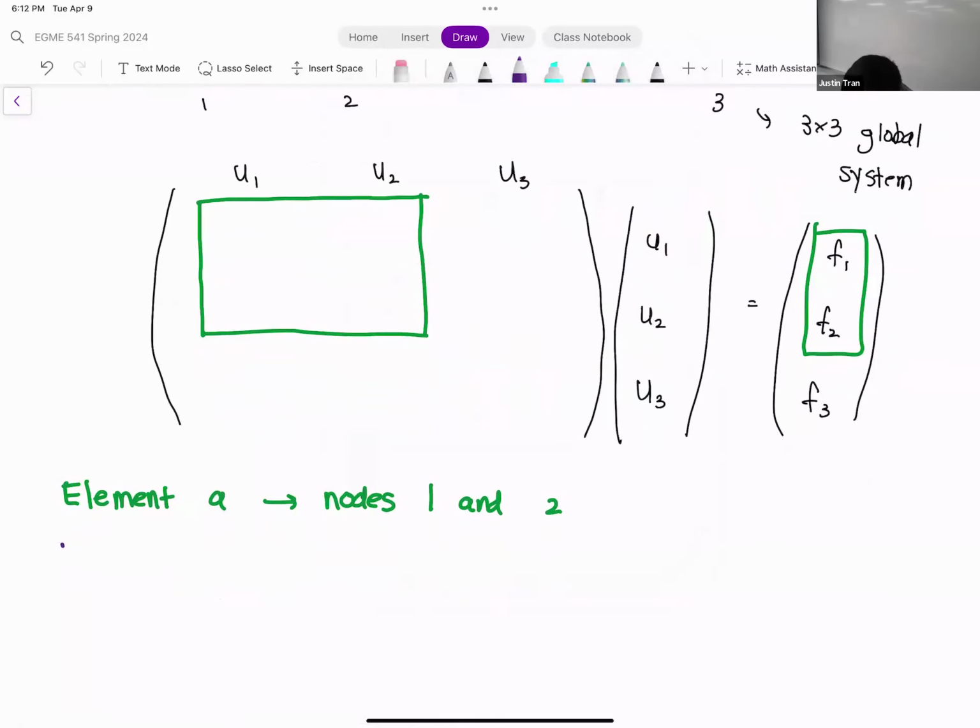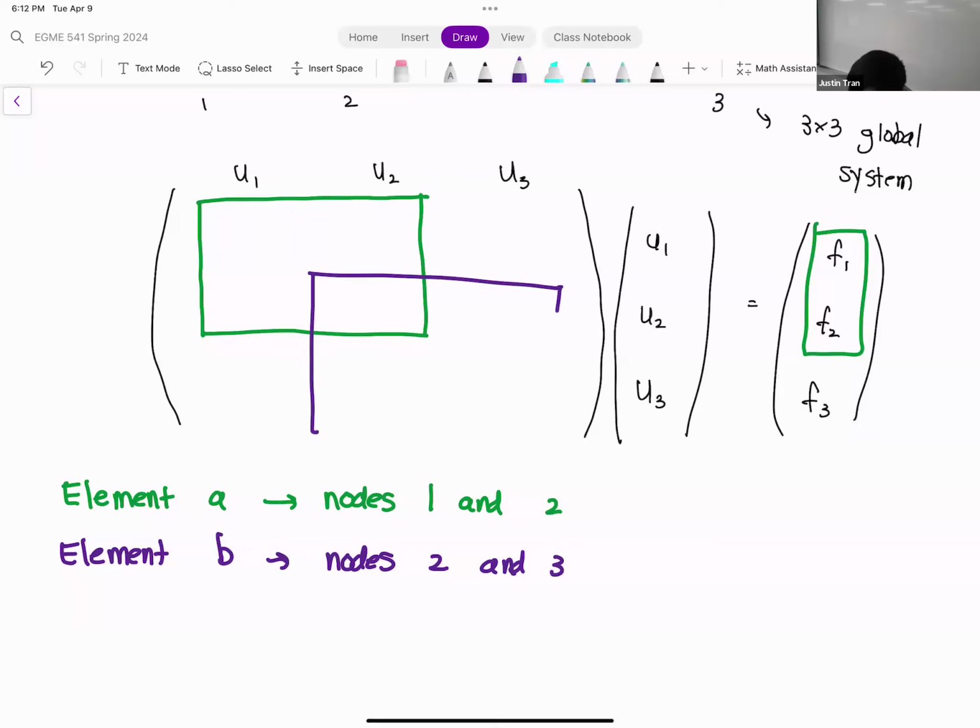Our other element here is element B. And we know this is going to be nodes 2 and 3. It's going to be this portion here and this portion right here. Notice how their elemental forcing vectors overlap on node 2. Okay, so let's go ahead and input the values for those.